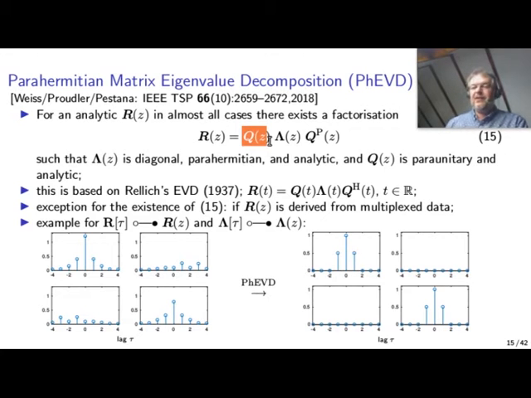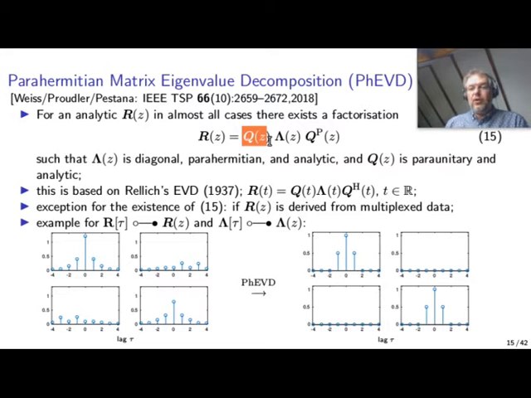We've also seen that in order to restrict the growth of the order of these terms, we really would like to approximate this by something that is of low polynomial order and therefore has advantages for an implementation. So first of all, we need to address the theory, and this is the Parahermitian matrix eigenvalue decomposition.